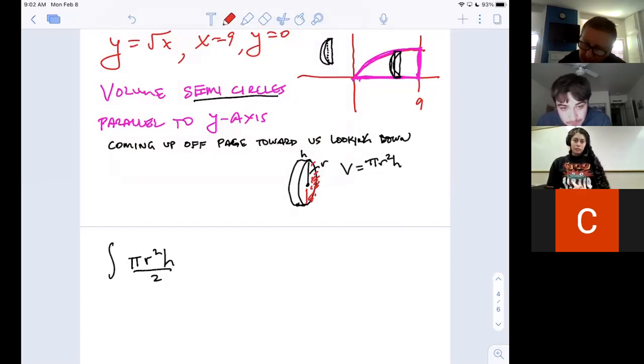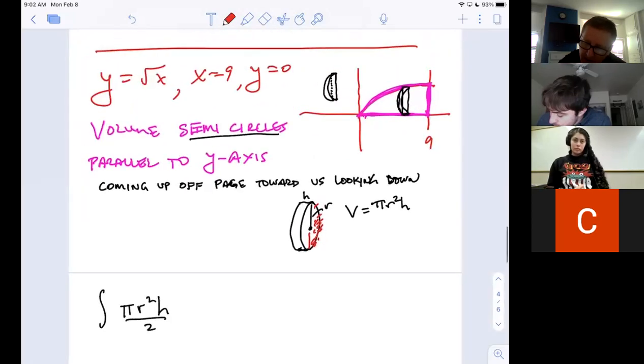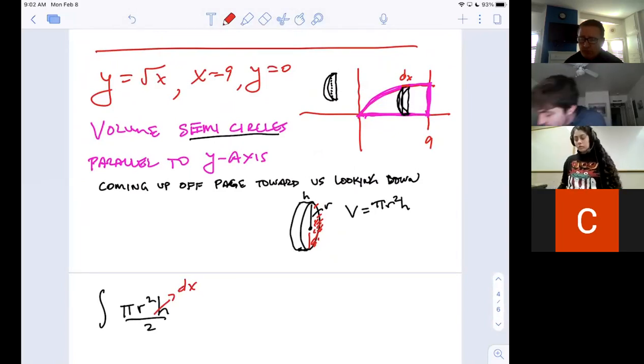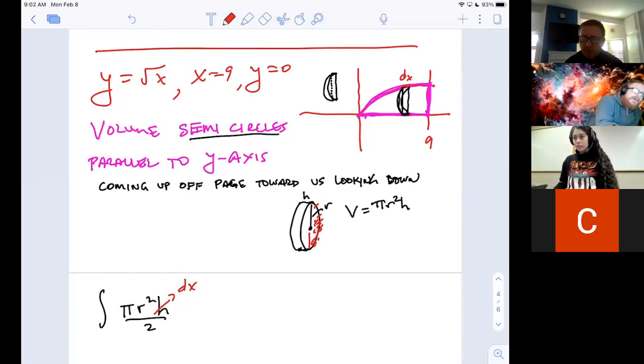Can you look back up at the figure and say, hey, I know what that height is. That's a little bit of X. My H is a little bit of X. How do I get my radius? What's my radius? Would it be the square root of x over 2?